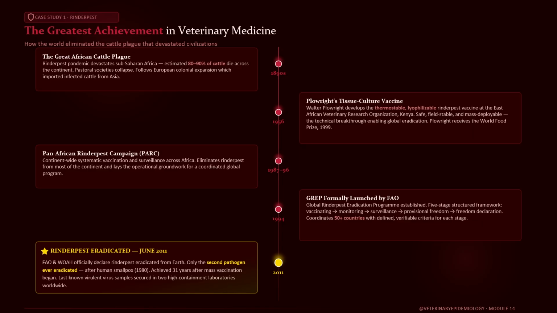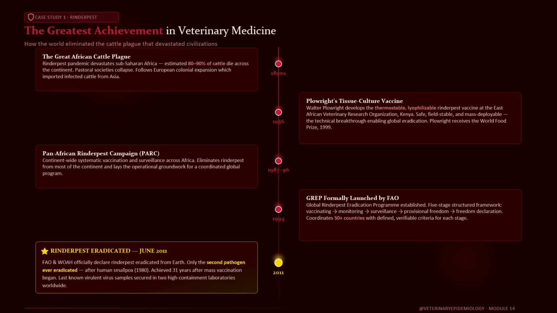In the 1890s, Rinderpest swept through sub-Saharan Africa in what historians now call the Great African Cattle Plague. It wiped out an estimated 90% of cattle on the continent. The knock-on effects on human food security were catastrophic. Famines followed and millions of people died. This was not just a veterinary problem. This was a humanitarian catastrophe driven by a virus in cattle.